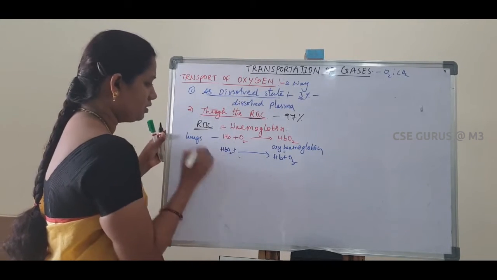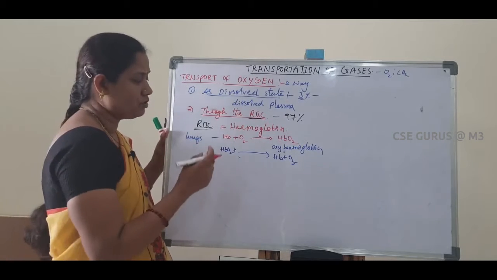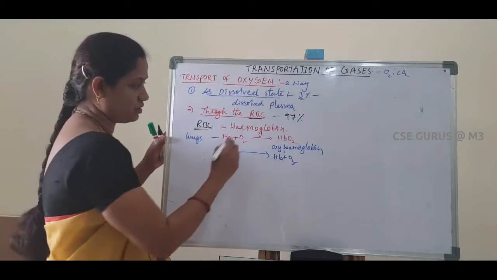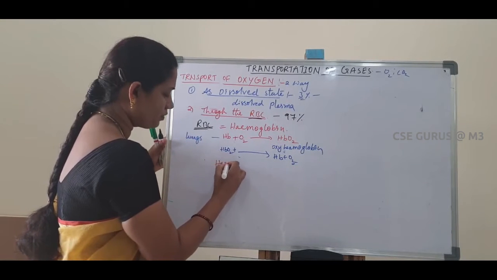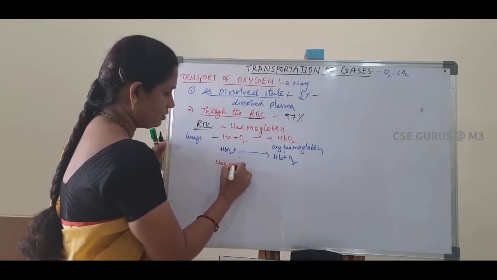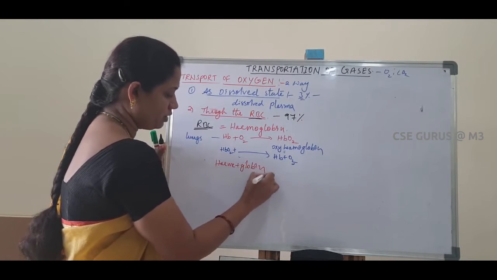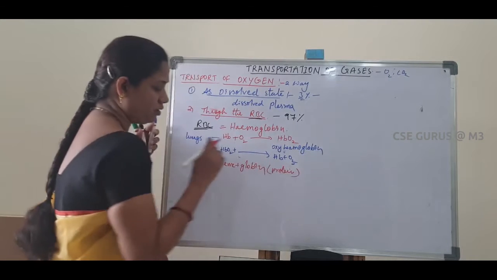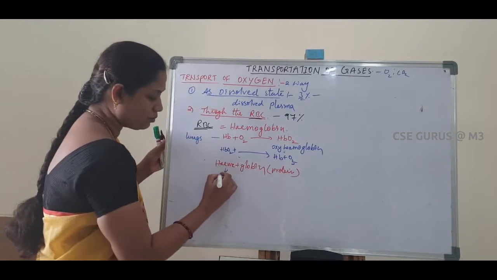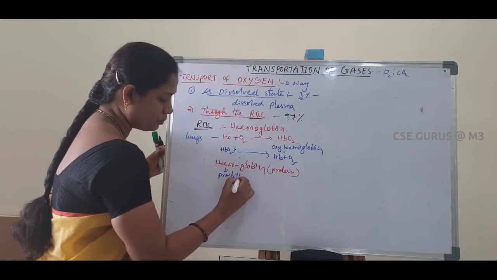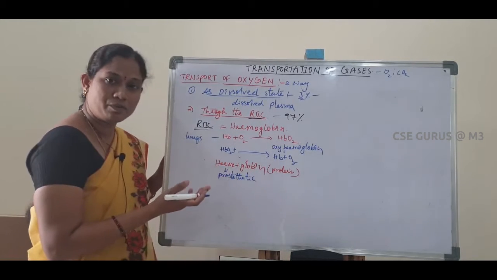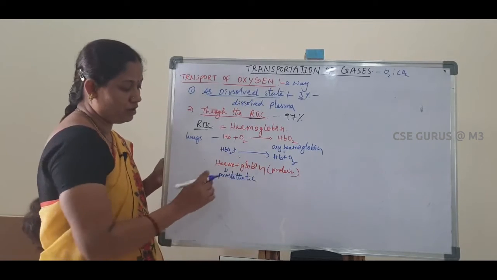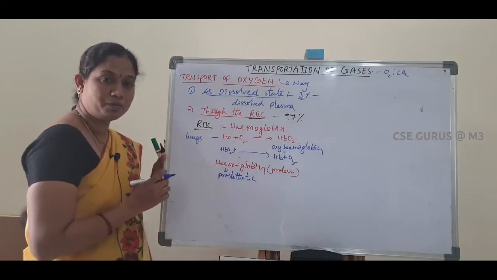Next, here we will learn about hemoglobin. In the hemoglobin, two parts are present. They are heme plus globin. Globin is a protein part. Heme is the prosthetic group. Prosthetic group means non-protein part. These two, the protein part and the non-protein part, are present in the hemoglobin. So heme is also called the prosthetic group.